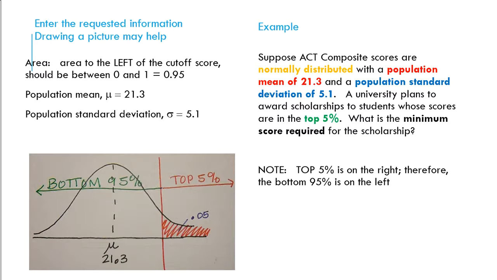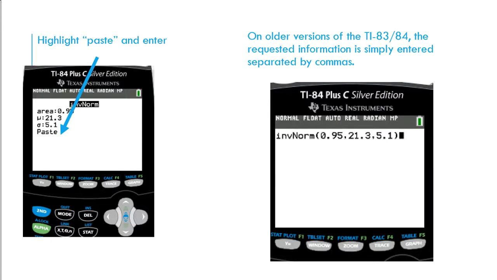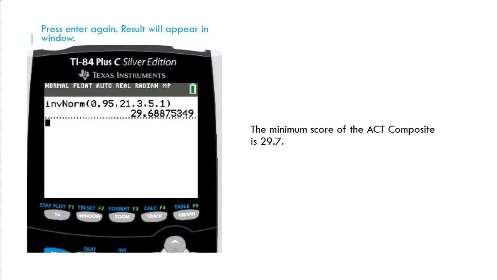I can say the top 5% is the same as saying there's a bottom 95% below it. I know my mean is 21.3 and my standard deviation is 5.1. So what am I going to put in the calculator? I'm going to put 0.95, the mean is 21.3, and the standard deviation is 5.1. Some of you who have the older versions will have to do this by hand, but as you can see here on the screen, that's the way it's done.